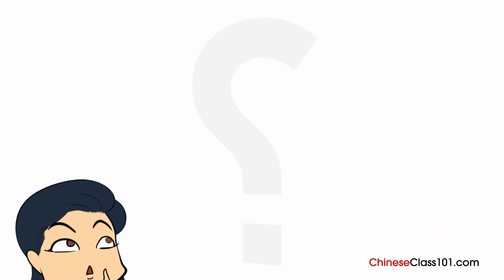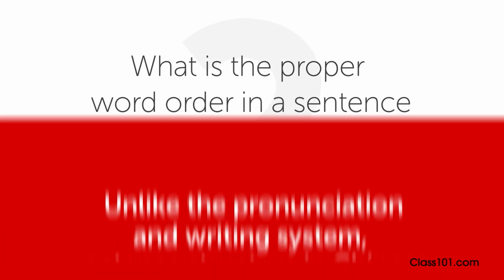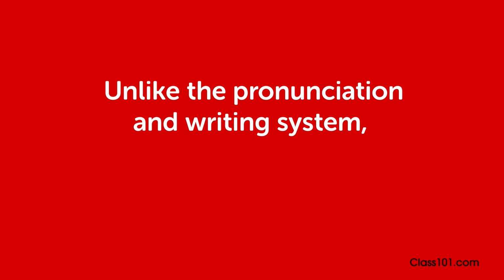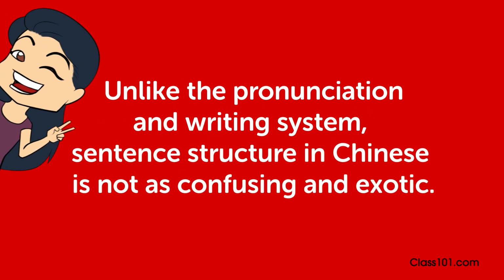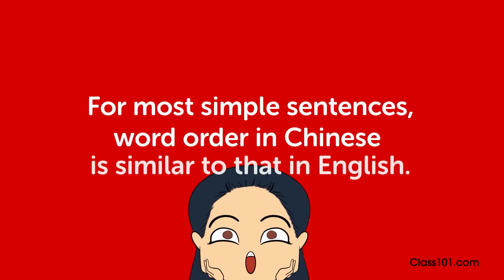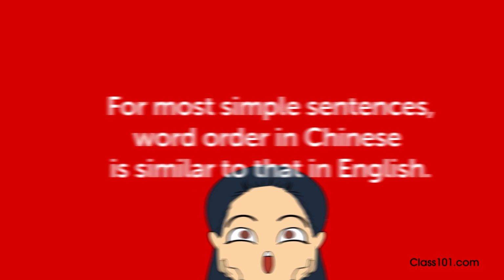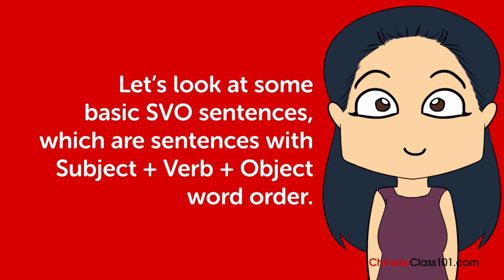The question for this lesson is, what is the proper word order in a sentence? Unlike the pronunciation and writing system, sentence structure in Chinese is not as confusing and exotic. For most simple sentences, word order in Chinese is similar to that in English. Let's look at some basic SVO sentences, which are sentences with subject plus verb plus object word order.